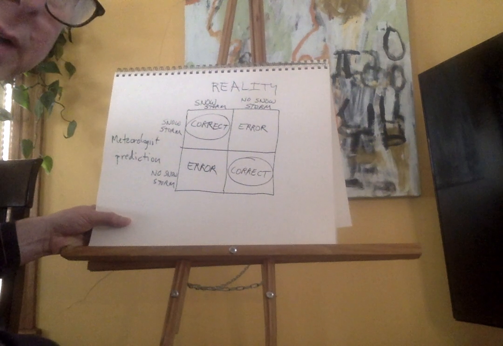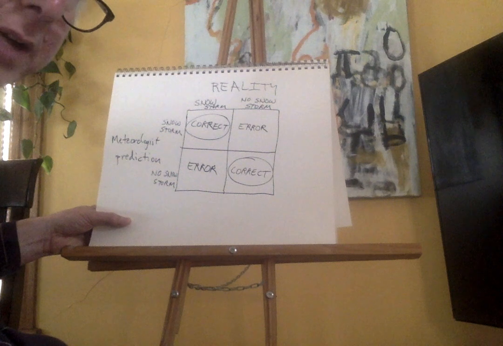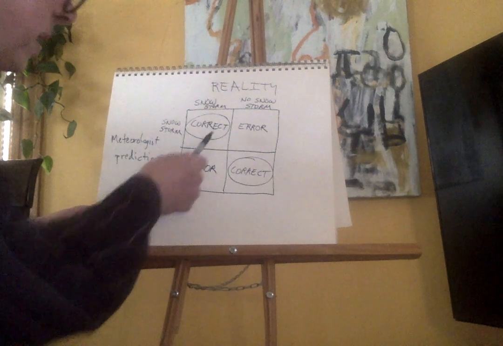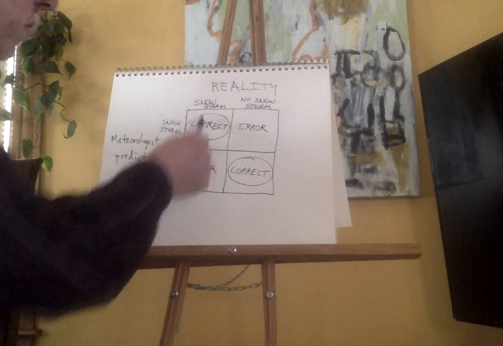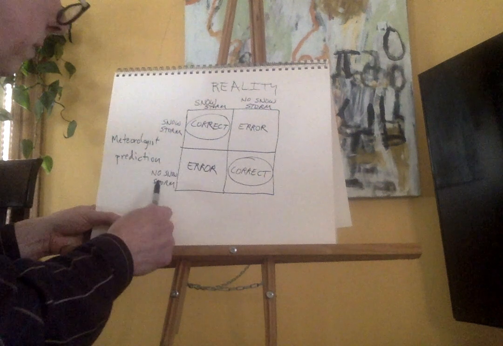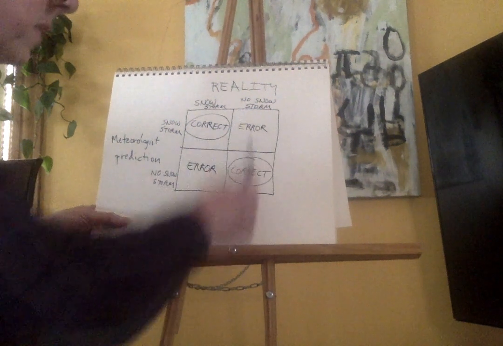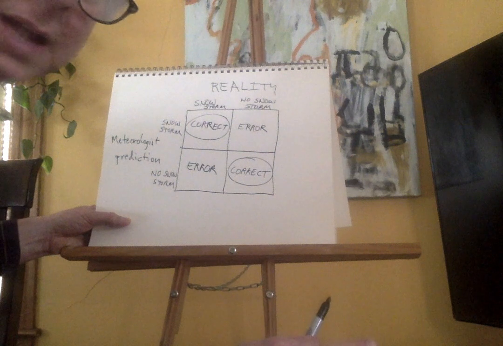We want to be correct. Did I already say that? We want to be correct? Of course we want to be correct. We want to be here or here. We want to predict a snowstorm if it's coming. I want to not predict a snowstorm if it's not coming. Okay? That's a given.